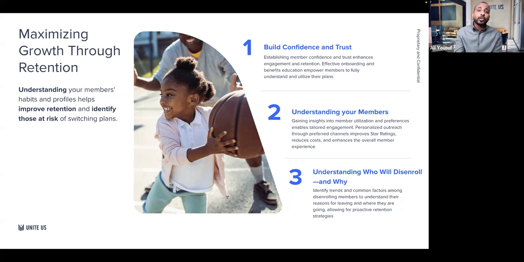And then finally, it's increasingly important to understand who will disenroll and why. So identifying some of these trends and common factors among disenrolling members to understand their reasons for leaving and where they're going. That'll help you develop stronger retention strategies and engage with your members a little bit better. So then going into this next slide here.